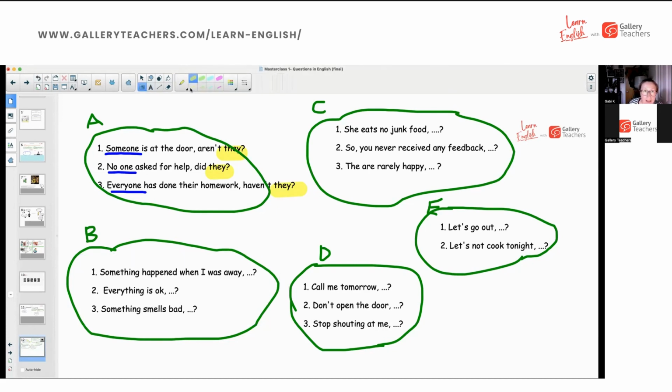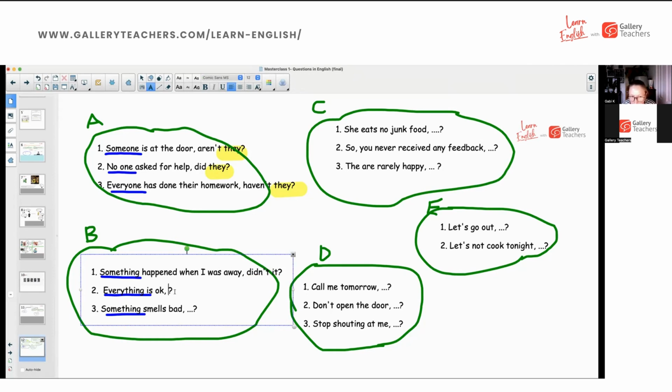Now, how about the second group? So you can again see certain things that are similar. So something, everything, and something. So what are you going to put here? Maria is saying, didn't it? Okay, very good. So something happened when I was away, didn't it? Now, everything is okay, isn't it? Very good. And the last one, something smells bad.